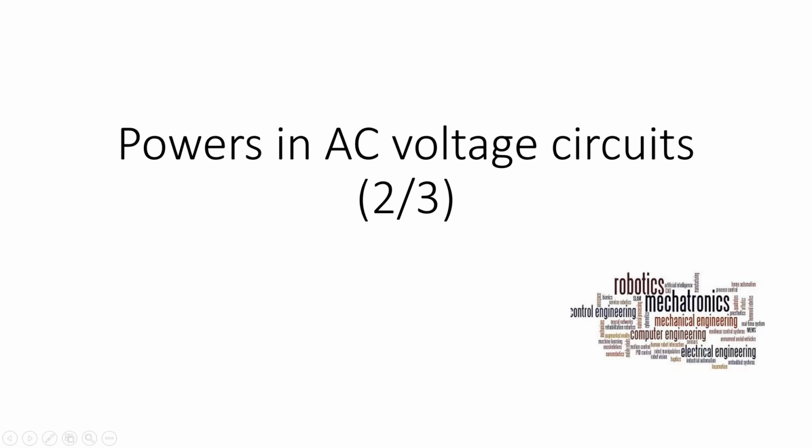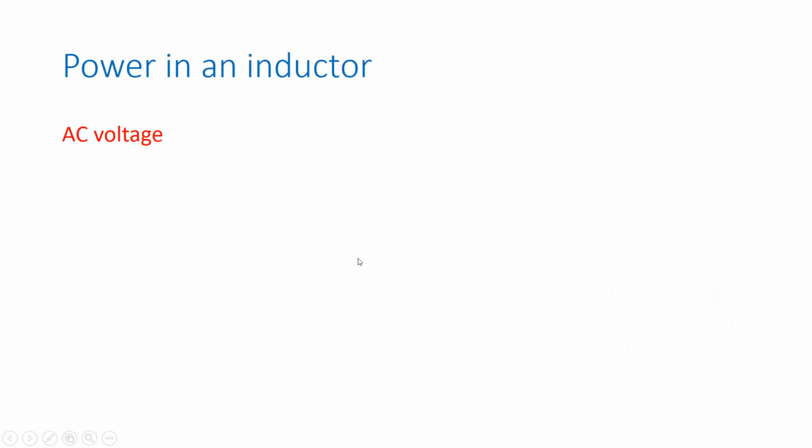Hi everybody. This is the second video in a series of 3 about powers in AC voltage circuits. In the first video we looked into power in a resistor and now we are going to look at power in an inductor. Suppose we have this electrical circuit diagram in which we have an AC current source over here which is depicted here, and applied to that circuit we have an inductor.